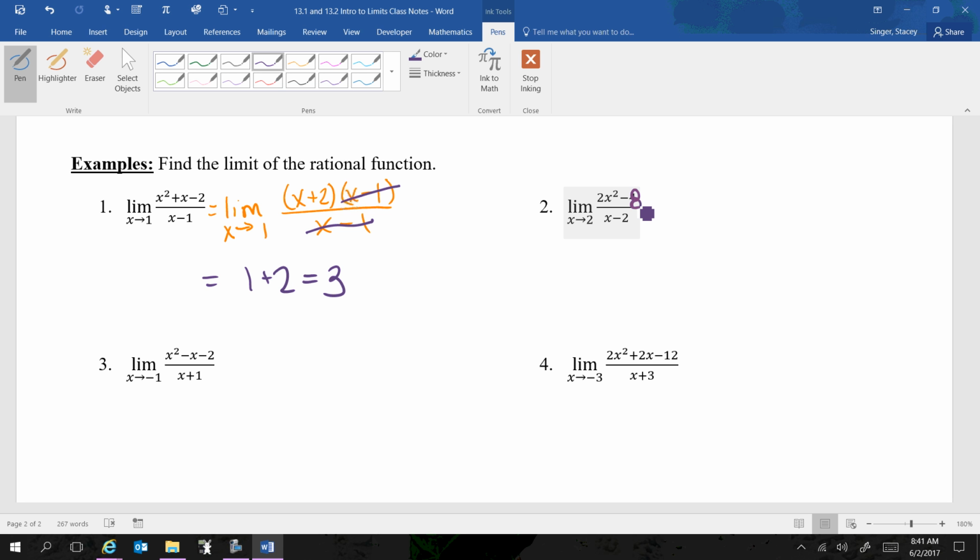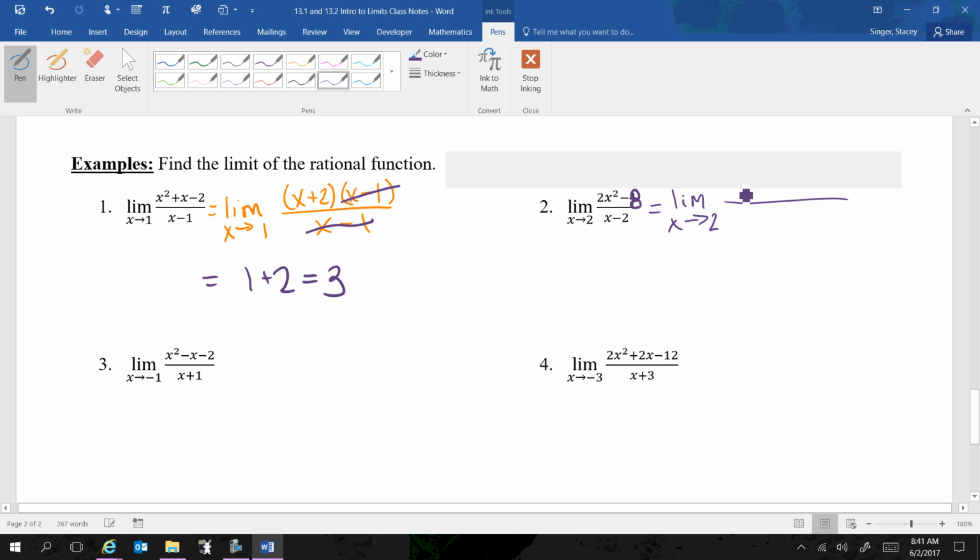So what can I do in my numerator to simplify my function? I could take out a 2. So I got the limit as x approaches 2 of 2 times x squared minus 4, right? Still divided by x minus 2.